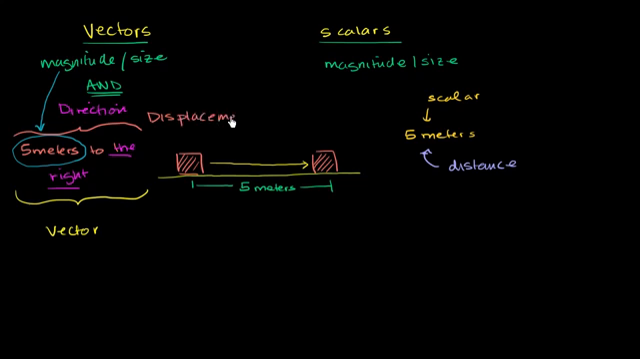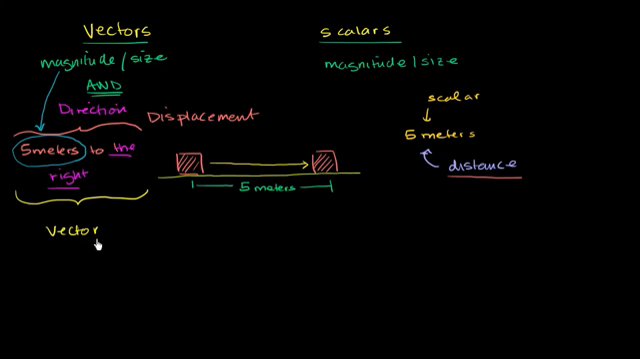Displacement. So the correct thing to say is that this brick has been displaced 5 meters to the right. Or it has been moved a distance of 5 meters. Distance is a scalar quantity. I didn't tell you what direction we moved it in. Displacement is a vector quantity. We told you that it is to the right.